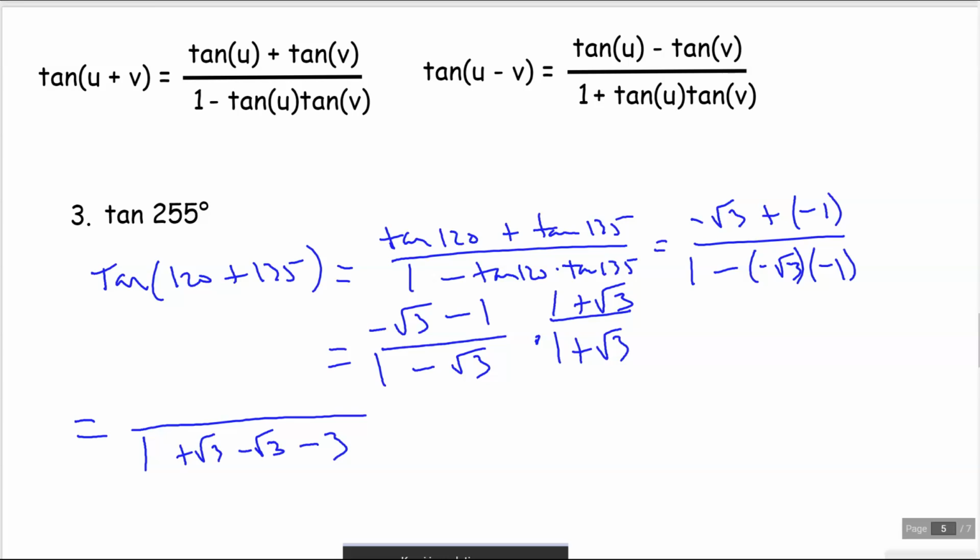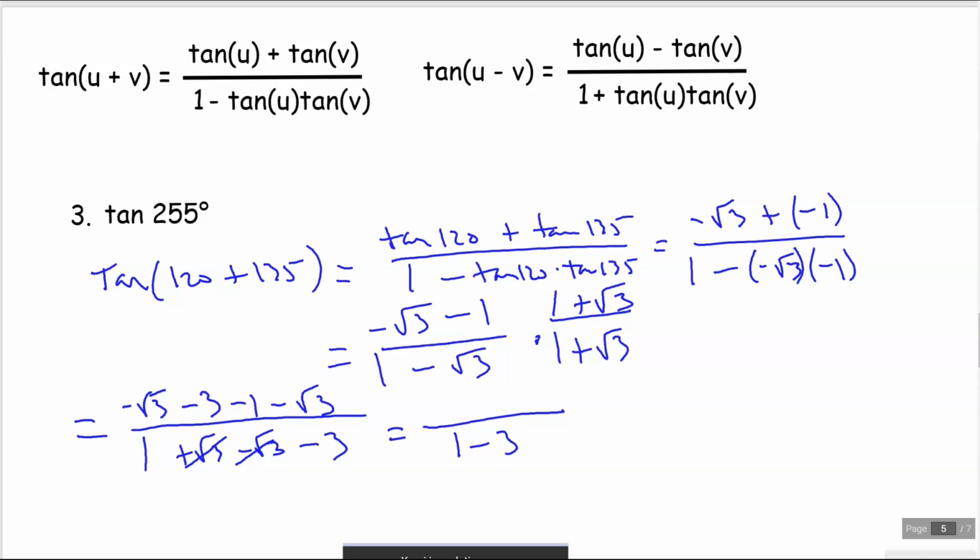Top, we have to FOIL it out. Negative root 3 times 1 is negative root 3. Outside, a negative root 3 times a positive root 3 gives me a minus 3. Inside, negative 1 times 1 is minus 1. And last, negative 1 times root 3 is a negative root 3. Okay, now, what should happen if you did this conjugate idea correctly, on the bottom, these middle terms should cancel. And you get 1 minus 3 on the bottom.